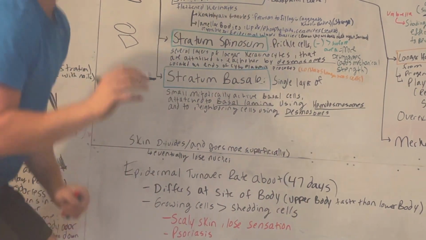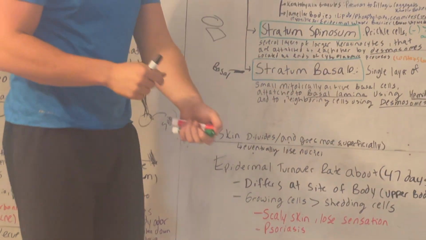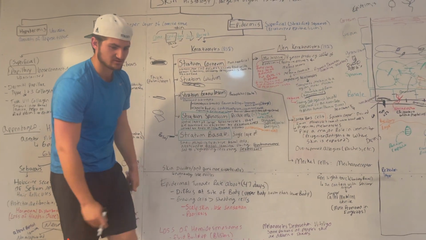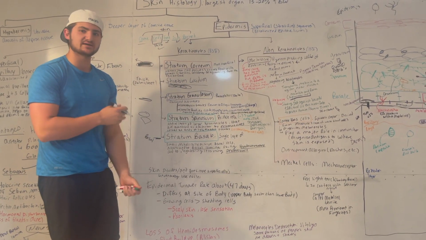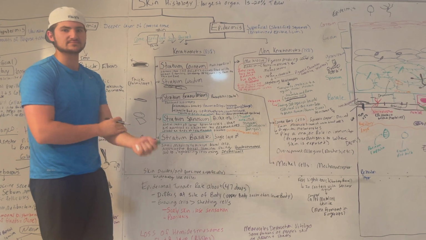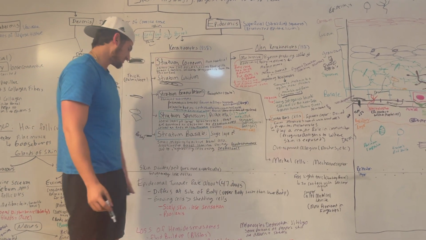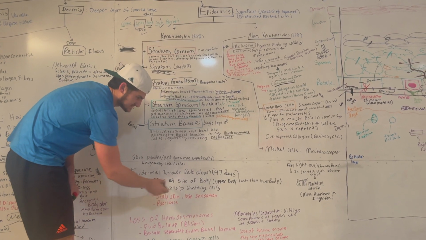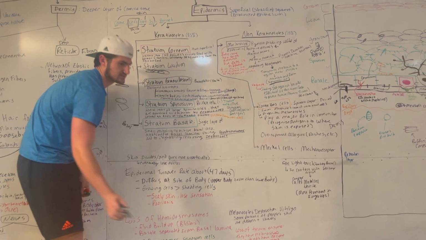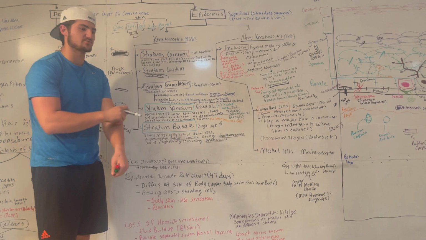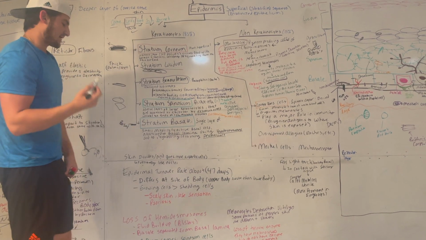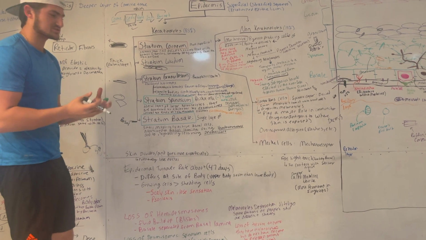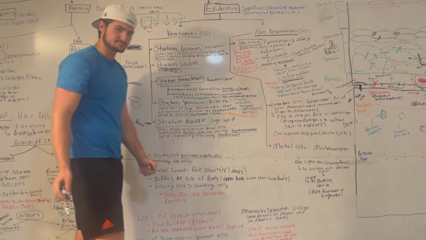However, it differs in the different areas of our body. If we were to cut an area of our arm, and then cut an area of our leg, our arm's going to heal much faster. We heal our upper limbs a lot faster than we heal our lower limbs. Also, if our growing cells exceed the rate of our shedding cells, so if we're growing cells faster than we're losing them, we have a disorder, or we have scaly skin and we're going to lose sensation because we have too much skin. This is called psoriasis.